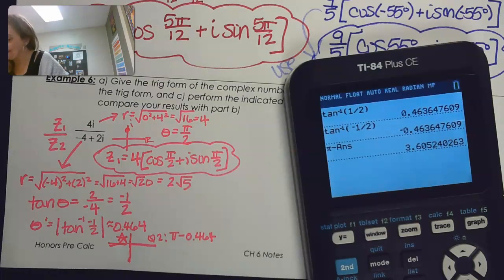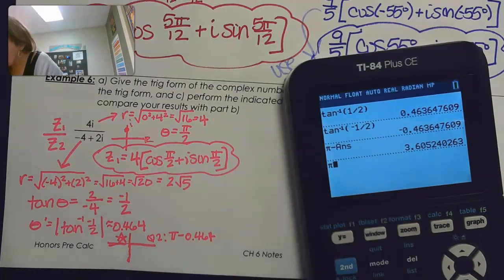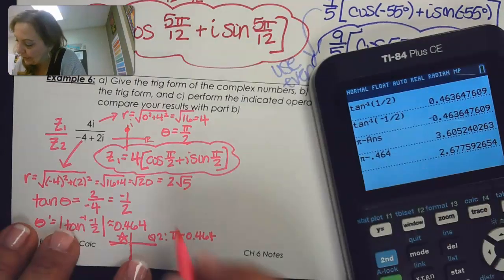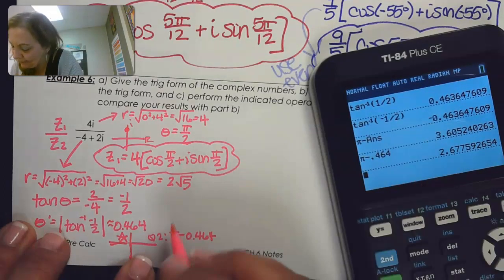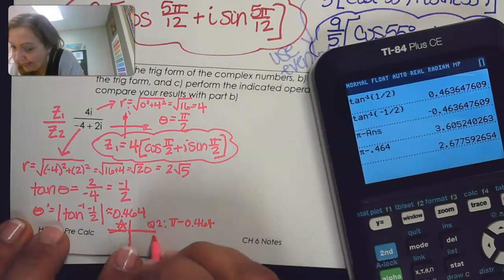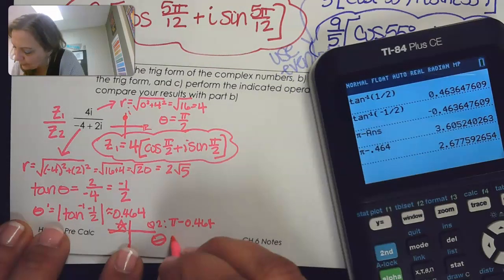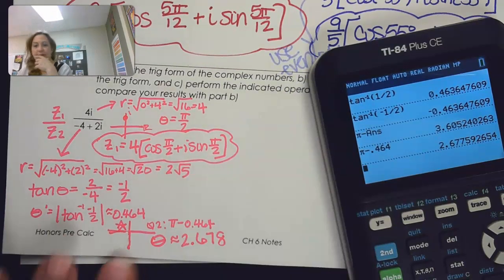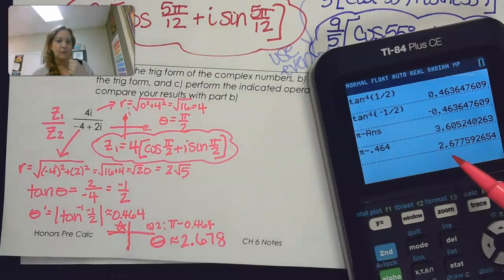Oh, because I used that positive one, sorry. So I'm going to take pi minus 0.464. That gives me about 2.678, sorry. I subtracted a negative, so that was my issue. So my actual theta is going to be about 2.678. I knew that it couldn't be more than 3.14, so.